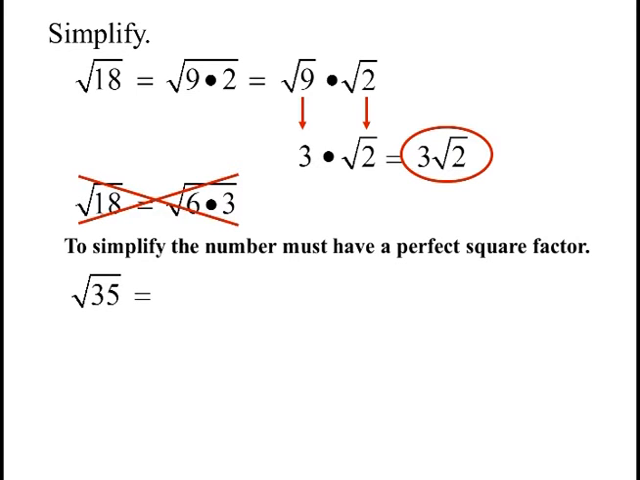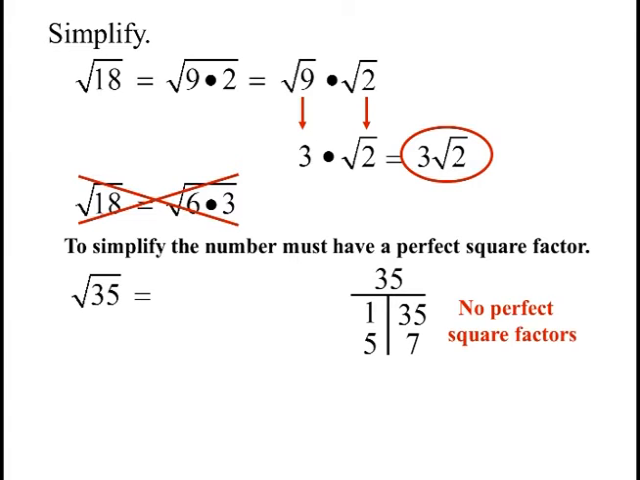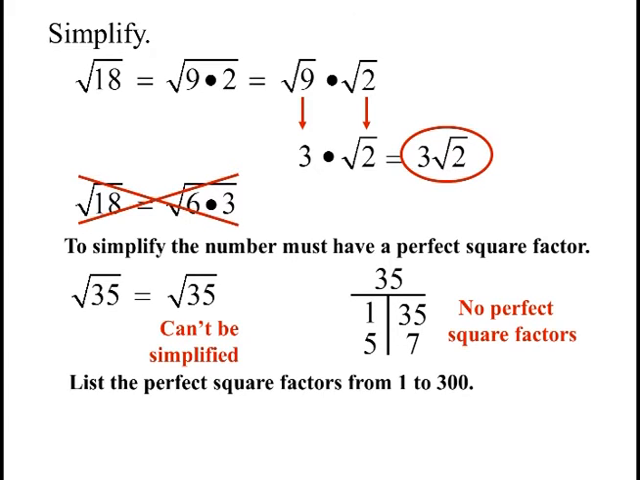It's critical, in fact. Root 35 is not going to simplify. If you list out all the factors of 35, none of those factors are perfect squares. So root 35 is fully simplified. Can't be simplified any further. So it is critically important that you know all your perfect squares. So I'm going to ask you now to pause the video and list the perfect squares less than 300.